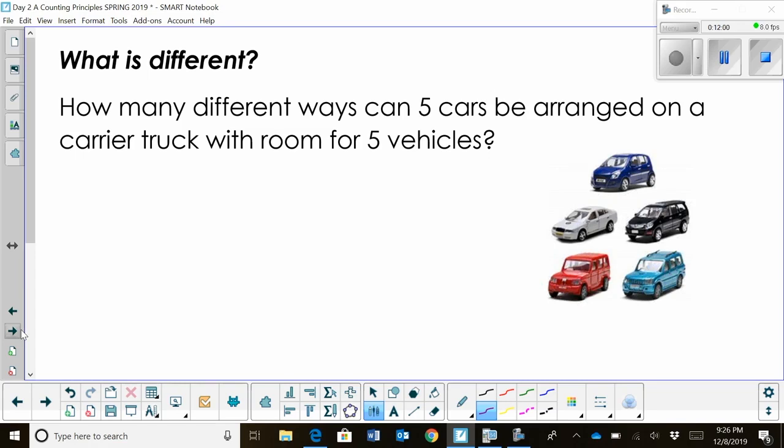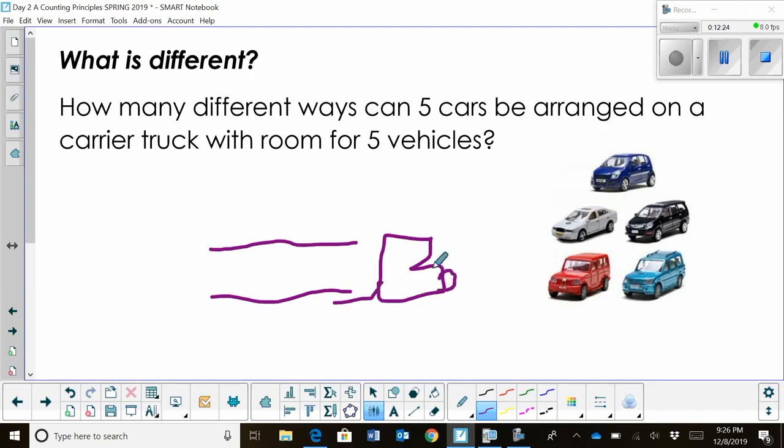Okay, how many different ways can 5 cars be arranged on a car carrier truck with room for 5 vehicles? So let's just think about what we have. We have one of these trucks that has a top floor and a bottom floor, and then it's got an engine up here. I like to draw a little picture of it. Okay, and here's the front light, and here's where the driver is. Okay, and it needs to load cars up here.